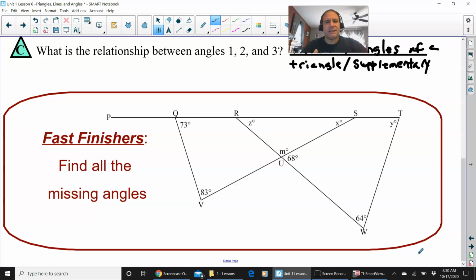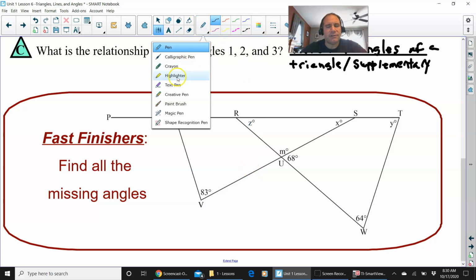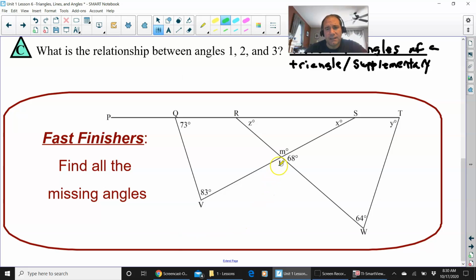So the first thing that I'm looking at right now, and it might be something that you did see, because it's just straight right in front of me. This right here, that's a straight line. So if that's a straight line, that means I know it equals 180 degrees. So if it equals 180 degrees, I'm going to go over here. I'll put it over here. I'll do 180 minus 68.